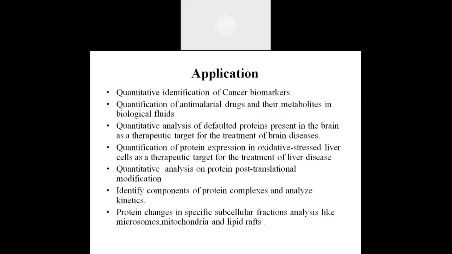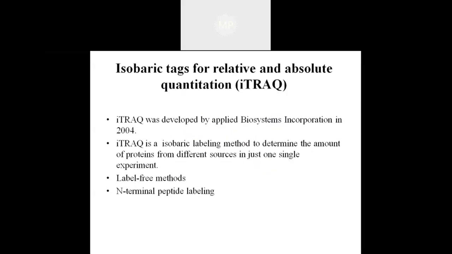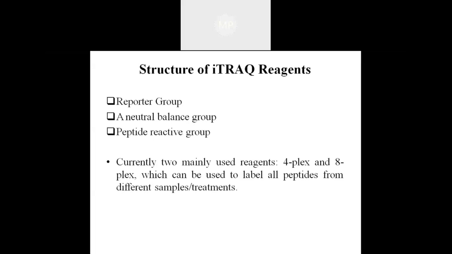So all these are the applications of ICAT. And next, this is the iTRAQ technique, which means the isobaric tags labeling method. iTRAQ was developed by Applied Biosystems Incorporated in 2004. It is an isobaric labeling method. It labels the N-terminal of peptides, and it is a label-based method. Next slide. The structure of the reagent.